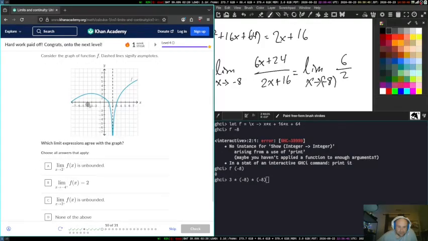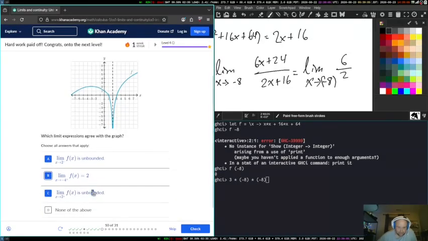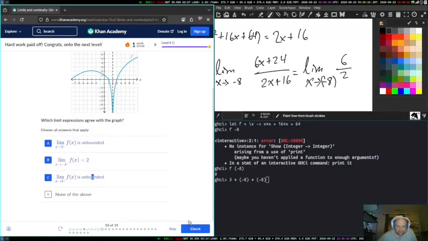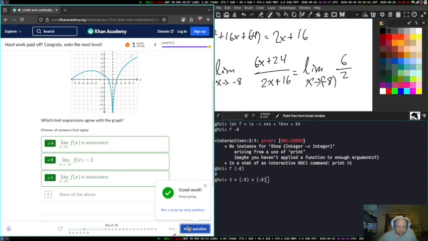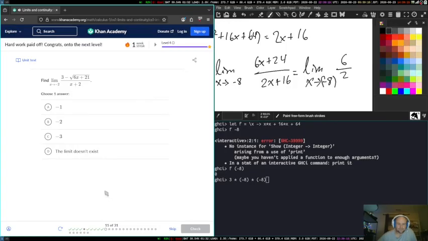The limit as x approaches 2 from the left is, yep, that's true. The limit as x approaches -4 from the right is 2. That looks reasonable, I'll say yeah. The limit as x approaches 2 from the right is unbounded. Yeah, I would agree. And should I also select none of the above? Find the limit as x approaches -2.